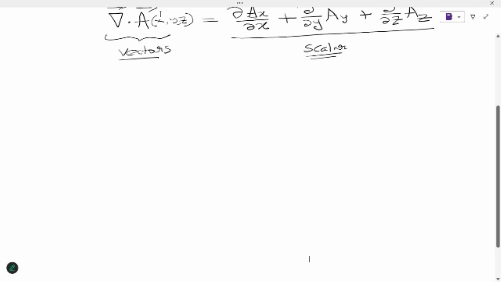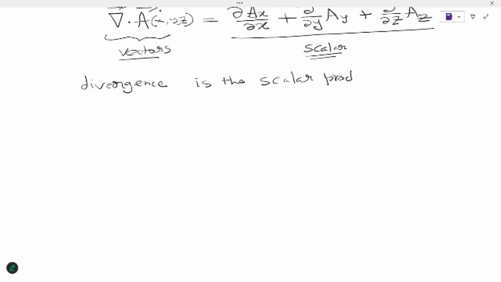So the divergence is the scalar product of a vector with the del operator. That is this operator, del operator.